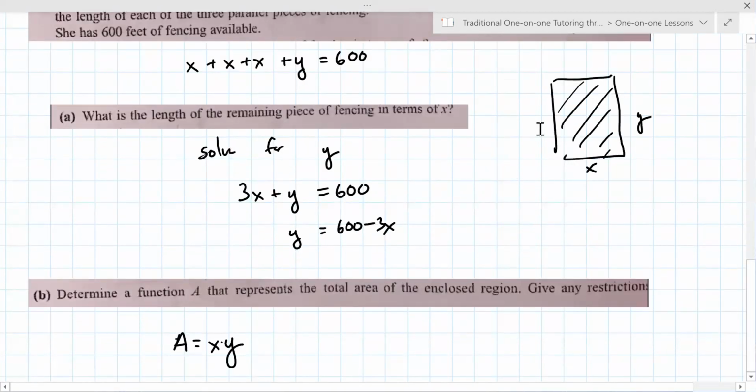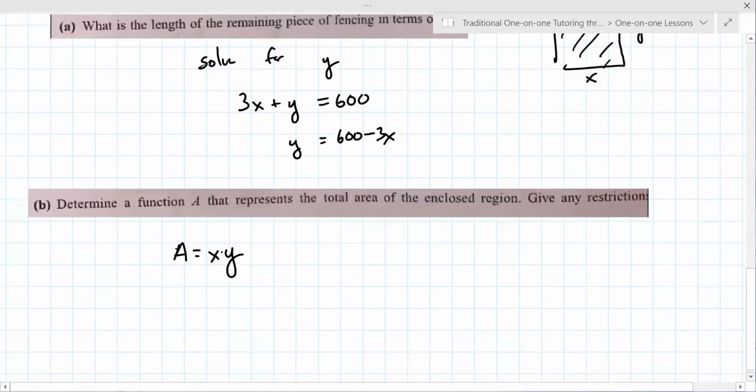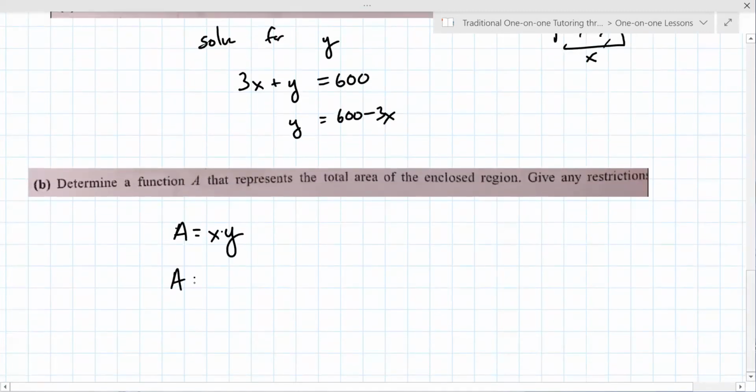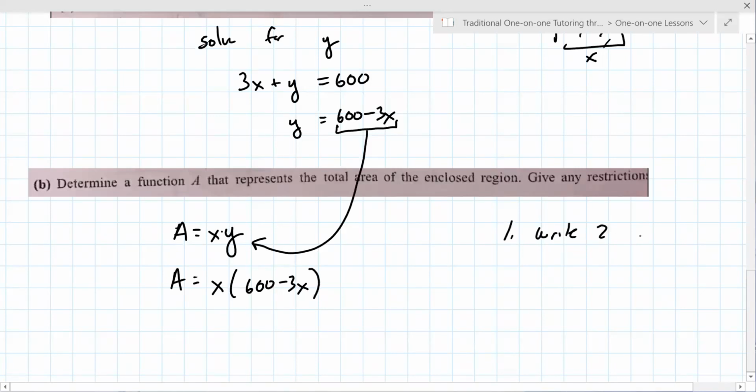Now, you don't want it in terms of x and y. So you want to use the fact that y is 600 minus 3x. So it's x times 600 minus 3x. In general, you typically write 2 equations when you're doing these problems, and then you substitute one into the other. And that's what we did here.